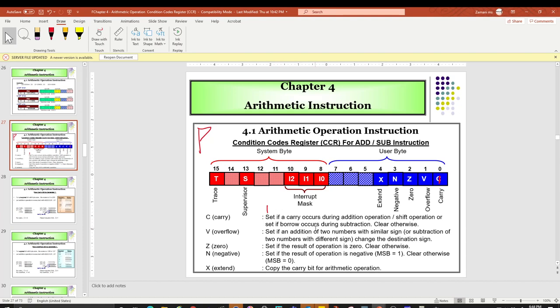You should remember that when you do the process of adding and subtraction, you may have an extra number going up, and you may need to borrow numbers from the other side to make the subtraction, maybe because of a smaller number minus a big number. Then it is clear otherwise. Clear means zero; one is set, clear is zero. So the carry bit will be set if this particular situation happens, and it will be zero if this is not happening.